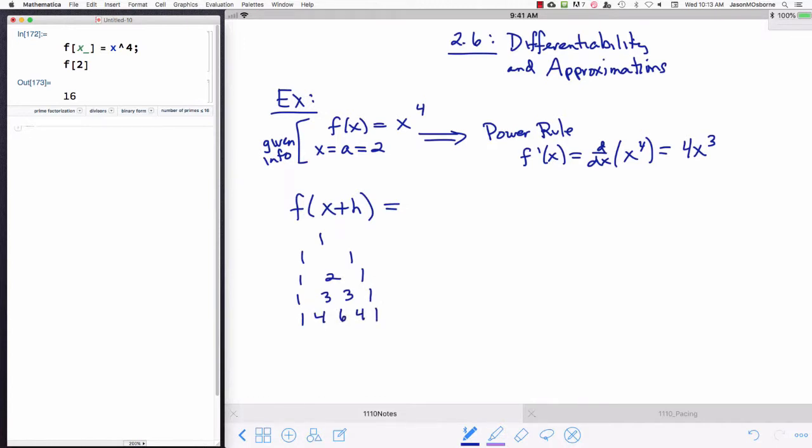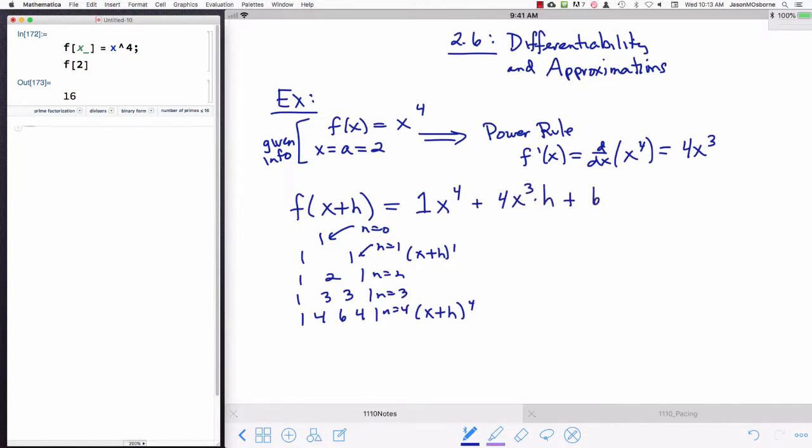there I've computed Pascal's triangle. This is n equal to 0, n equal to 1 power, so you're finding x plus h to the first. This is n equal 2, n equal 3, n equal 4, which means I'm trying to compute x plus h to the fourth power. And we know from Pascal's triangle that this is going to be 1 x to the fourth plus 4x cubed times h plus 6x squared h squared plus 4x to the first h cubed plus 1 h to the fourth.